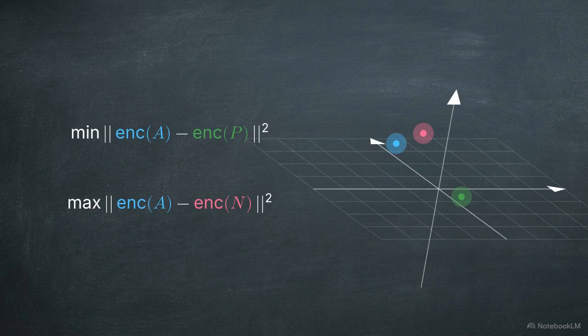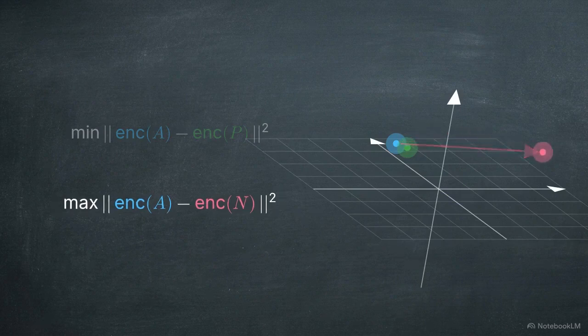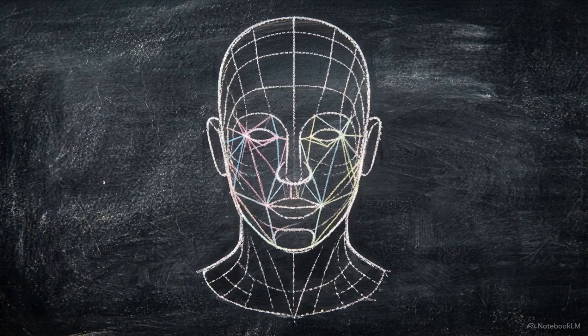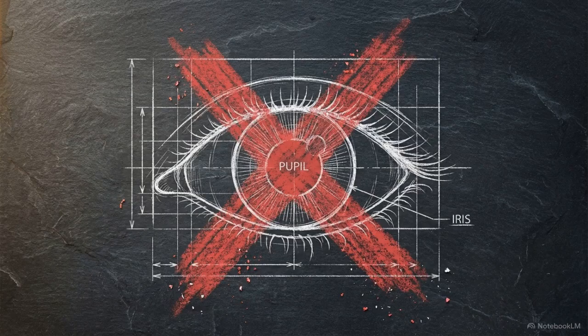This equation defines the learning objective. The network pulls the positive vector toward the anchor while repelling the negative vector. During training, the model updates its internal parameters specifically to satisfy this dual push and pull mandate. Triplet loss forces the network to discover facial features on its own. It learns to recognize identity without an engineer ever defining what a nose or an eye looks like.